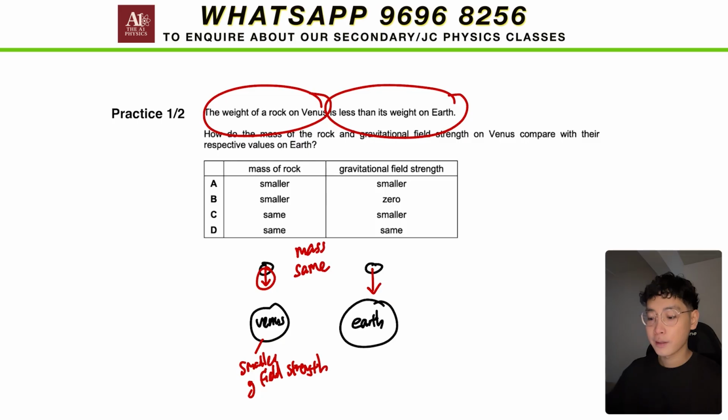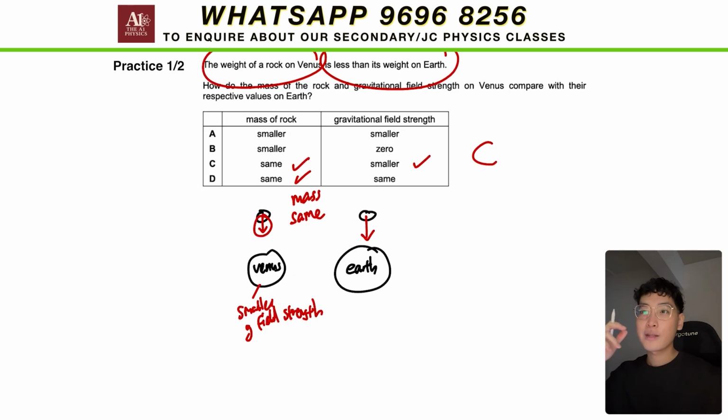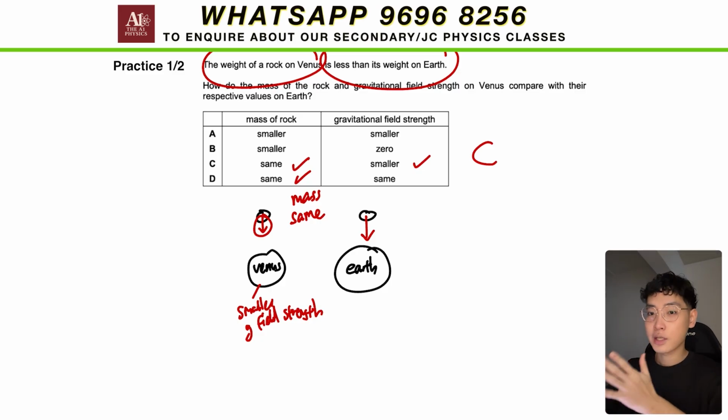The weight of the rock on Venus. So mass is always the same, even if you go to a different planet, but the gravitational field strength of Venus is smaller. So the answer for this question is C. Right, so usually for these kinds of questions, the main idea is that the mass of an object doesn't change as long as it's the same object, but the weight can change depending on the gravitational field strength of the planet.